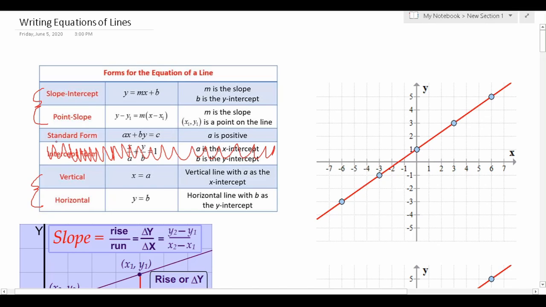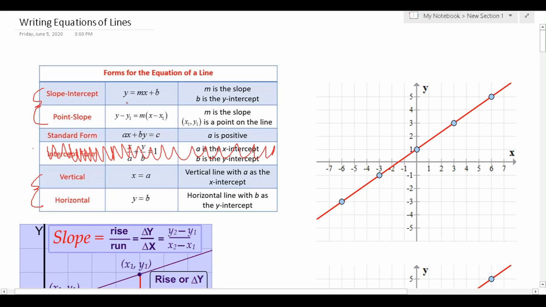But that said, we are going to see some problems in which a line's given to you in standard form, and you're going to have to take that equation and convert it to point-slope or slope-intercept form. So let's break down a couple of these equations a little bit further. That way, when we get to the practice section of this video, you'll have a good understanding as to what we're doing. First, let's talk about slope-intercept form.